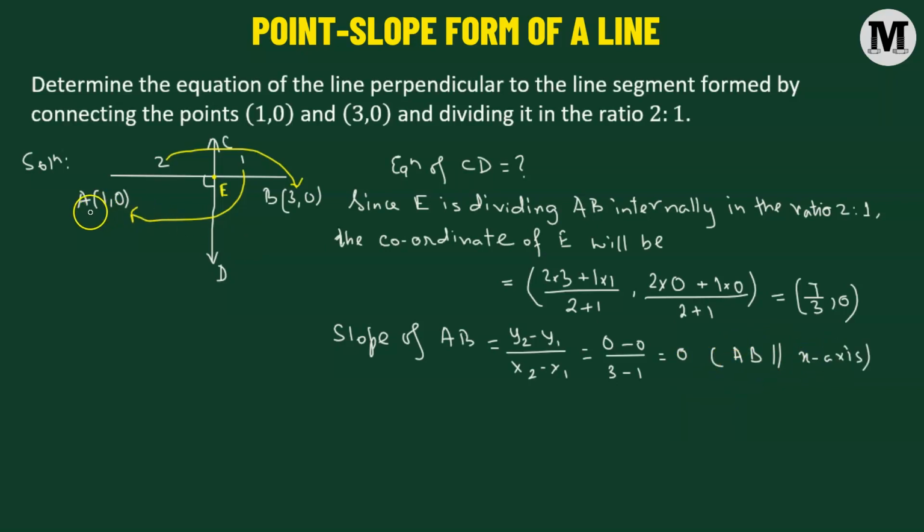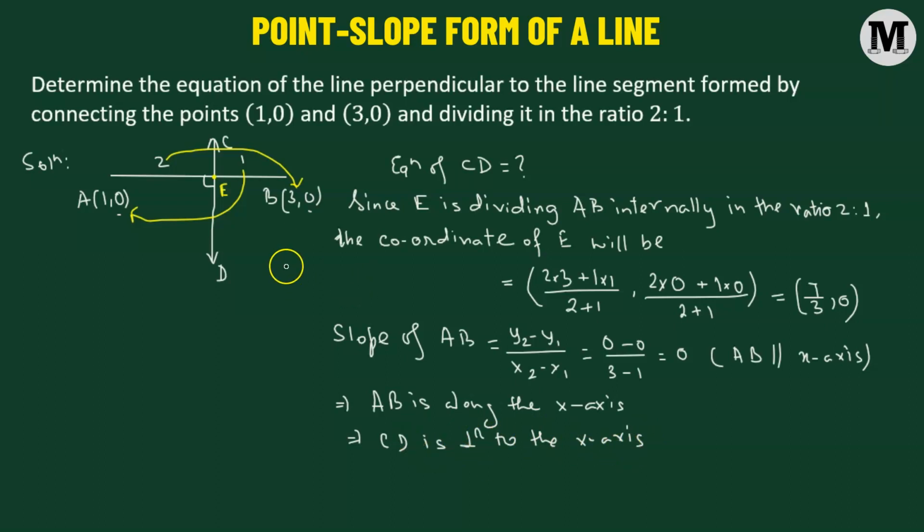But if we look at the coordinates of points A and B, we can see here that the y coordinate of both A and B is 0. This means that actually AB is along the x-axis. AB is along the x-axis. And if AB is along the x-axis, then that would mean that CD is perpendicular to the x-axis, because it's already mentioned here that CD is perpendicular to AB. Since AB is the x-axis, we can say that CD is perpendicular to the x-axis.